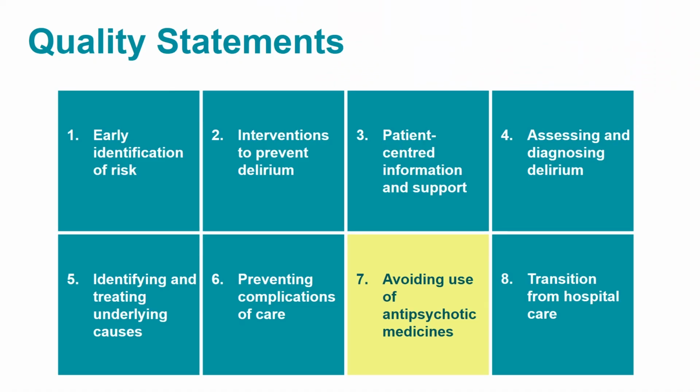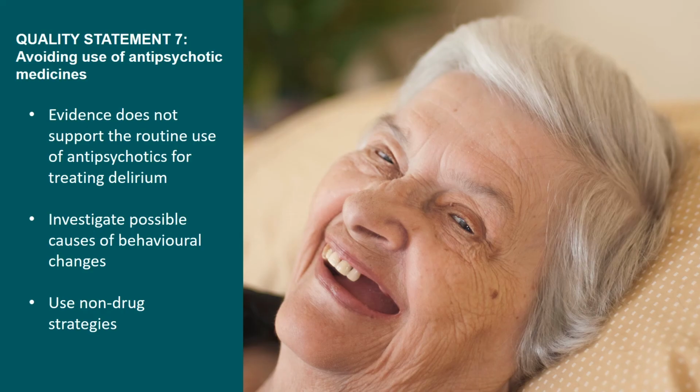Number 7 used to say minimising the use of antipsychotics, and so it's been strengthened to say avoiding use. It reflects current evidence that antipsychotic medicines are not recommended to treat delirium, and when there are behavioural and psychological symptoms in a person with delirium, these are managed using non-drug strategies if at all possible.